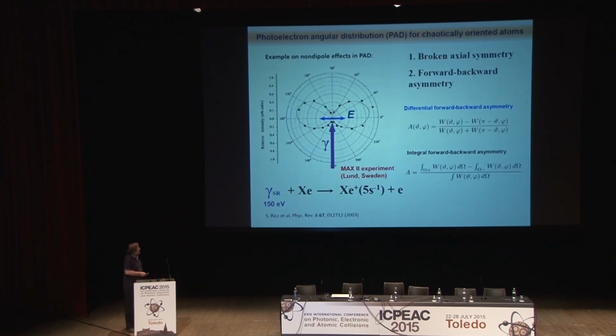This is one example only. This is an experiment from 2003, photoionization from the xenon 5s shell, and the energy of the synchrotron radiation is only 150 eV. But you see that the axial symmetry with respect to the linear polarization of the synchrotron radiation is broken, which indicates the breakdown of the dipole approximation. And also there is a forward-backward asymmetry.